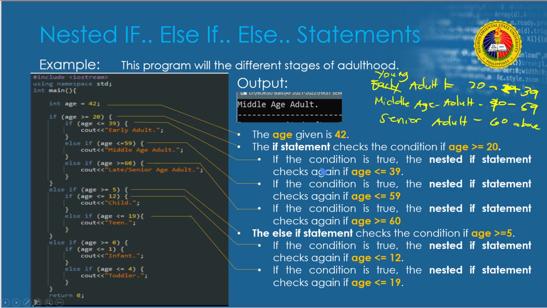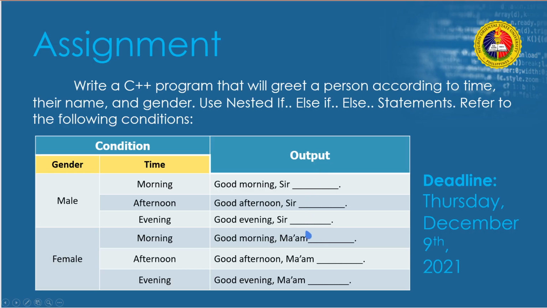None, sir. Okay, so for your assignment, just one, and then for our online class activity and our face-to-face class, it will be about logical operators. But for your assignment, here's what you're going to do. You're going to write a program that will greet a person according to time, their name, and gender.